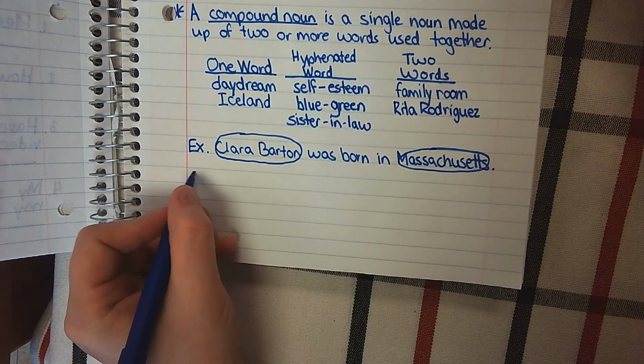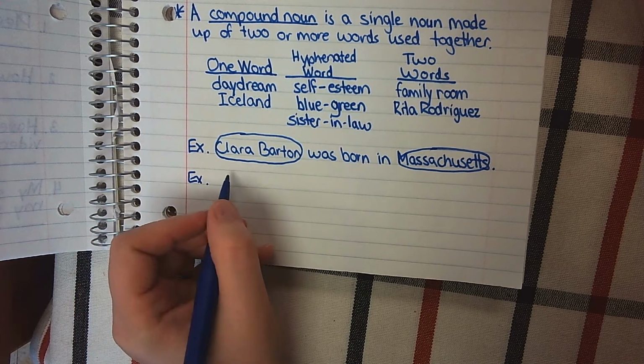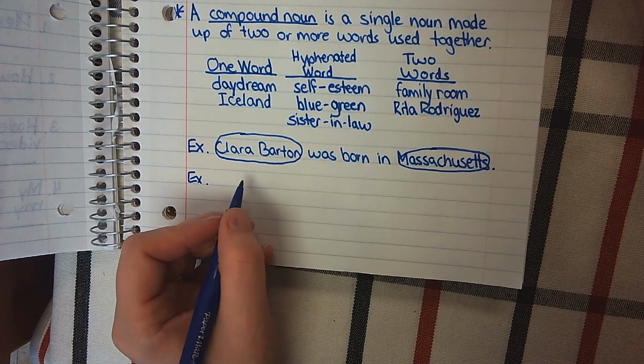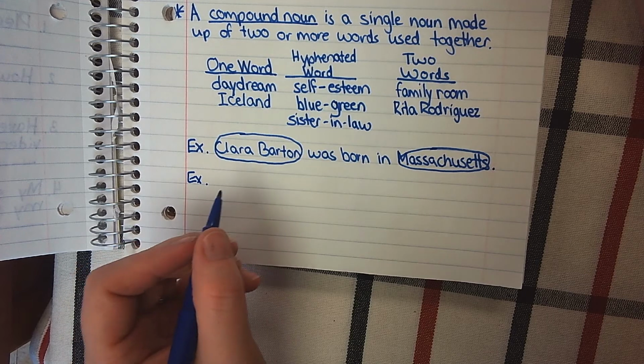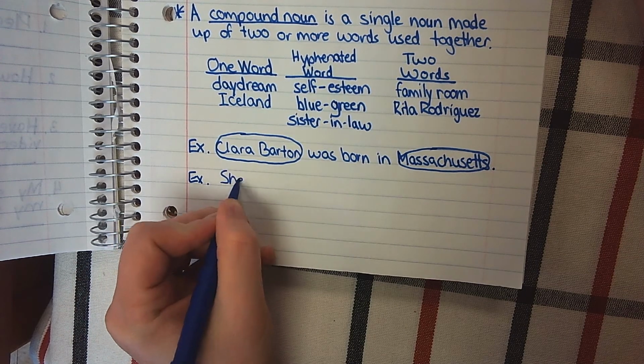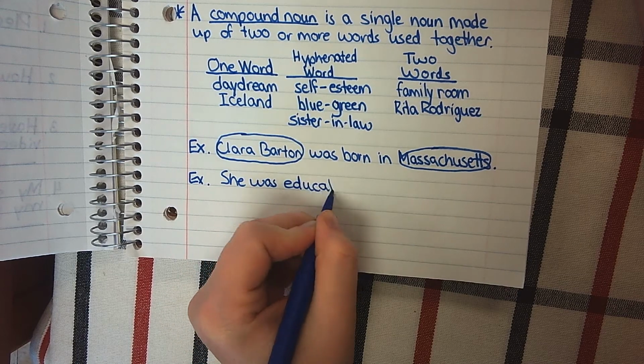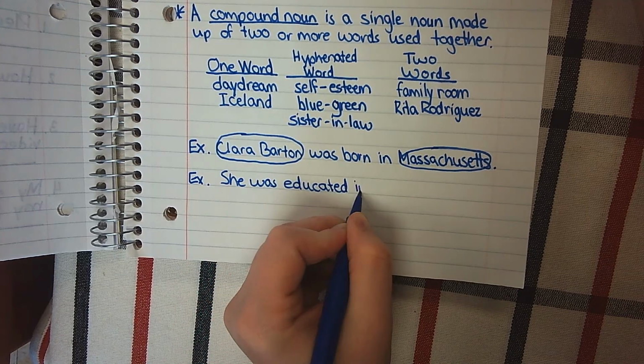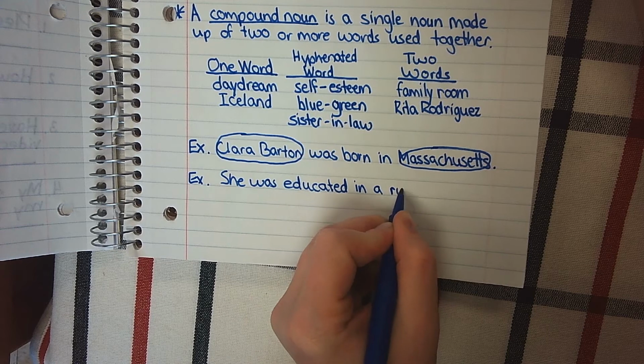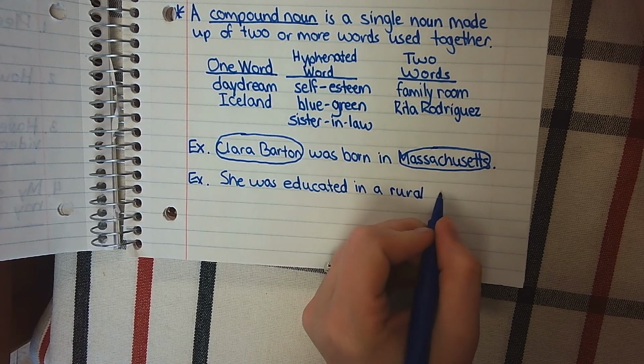All right, let's try to circle all the nouns in the following sentence. She was educated in a rural school and grew up with a love of books.